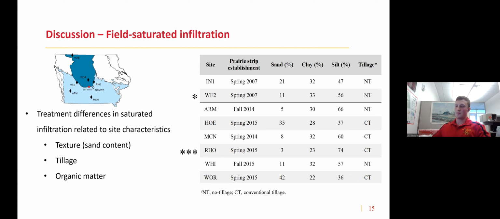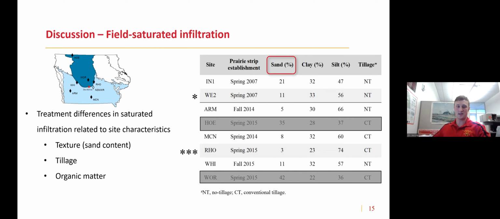The first thing that I'll point out is the sand content. Those 2 Des Moines lobe sites, you'll notice, have significantly higher sand content than the remaining sites. And this is important because, as I mentioned, sand can control hydraulic conductivity and saturated infiltration. So we think maybe those sand effects outweighed any differences between the 2 treatments, the prairie strip and the row crop, so that we just couldn't observe enough contrast between the 2 treatments because the sand was in control.